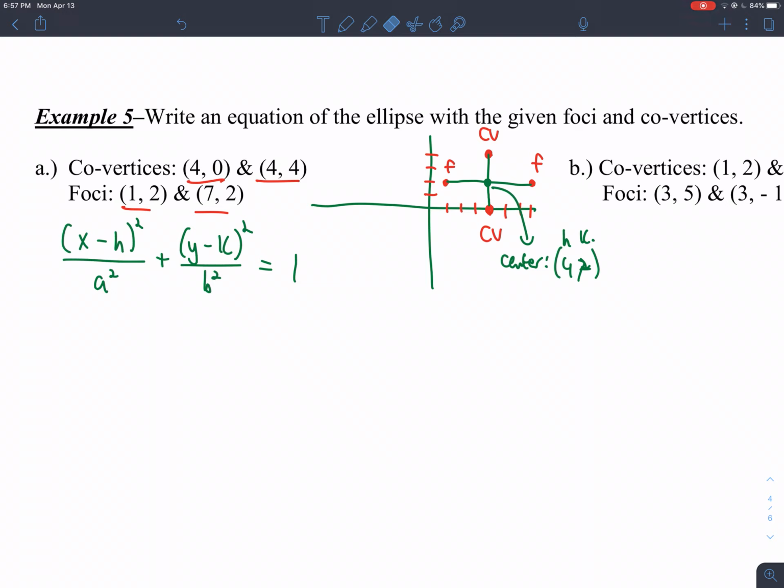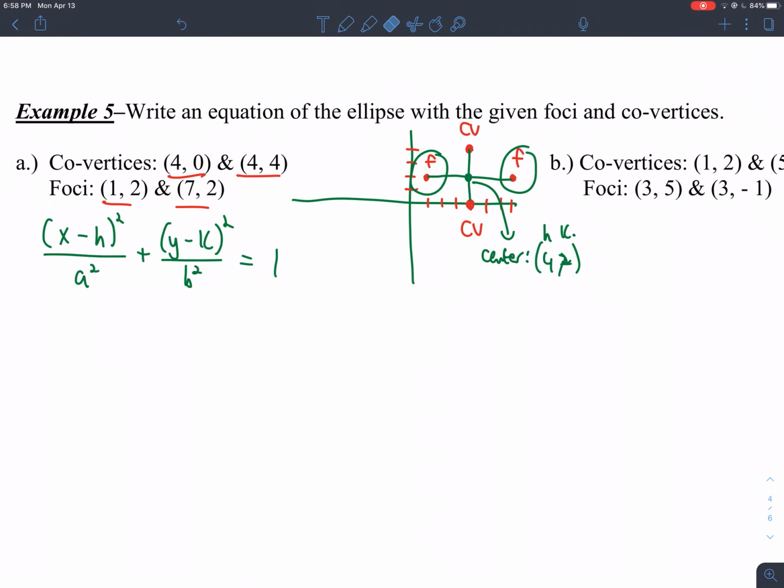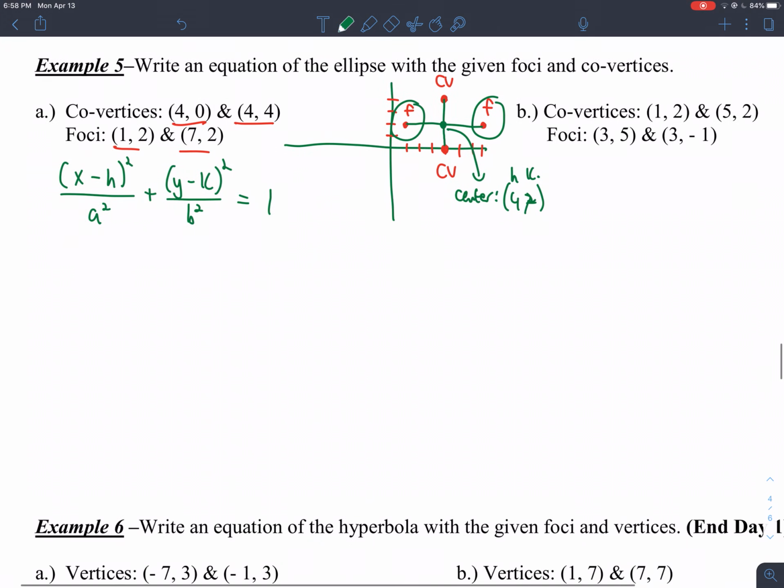And because it's horizontal, because the foci are on the major axis this way, because the foci are here and the major axis is horizontal, then the a squared, the bigger number, is underneath the x term. Okay? And so now we can start thinking about plugging stuff in, but I can't really. I have h and k, so I have these two, check. I have a, not really. A is the foci, okay?